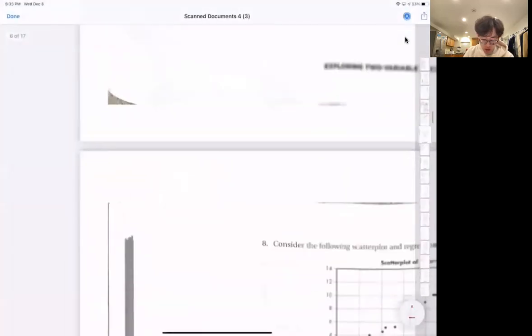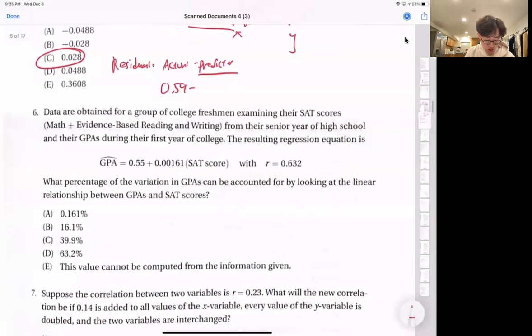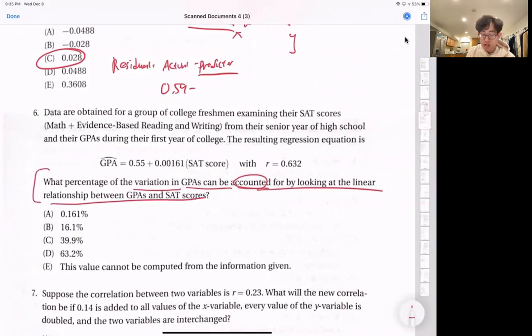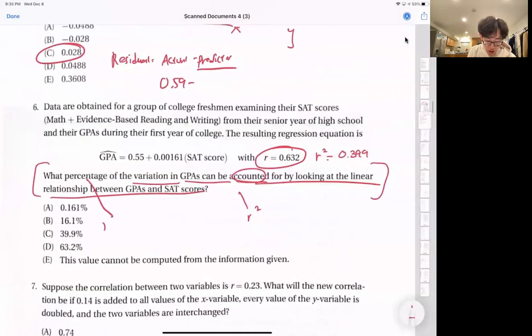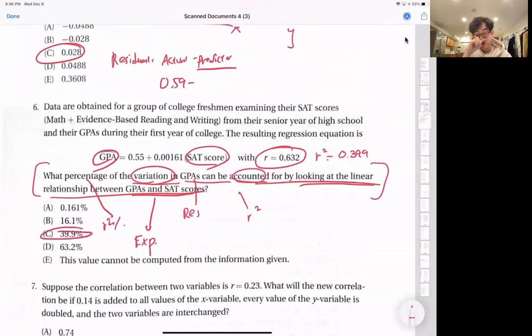All right. Moving on to the next question, number 6. What percentage of the variation in the GPAs can be accounted for by looking at the linear relationship? Guys, this is just an exact context of what R squared is supposed to be. So you take this value and then you square it, and R squared actually gives you about 0.399 for this. So we say what percent? The R squared percent of the variation in the GPAs, which is your response variable. Look at that. That's your Y. Can be accounted for by the LSRL between the GPAs and the SAT scores. With the GPAs and the SAT scores, that's your explanatory variable. So it's just simply C for that one. You just have to square the R value and you're done.